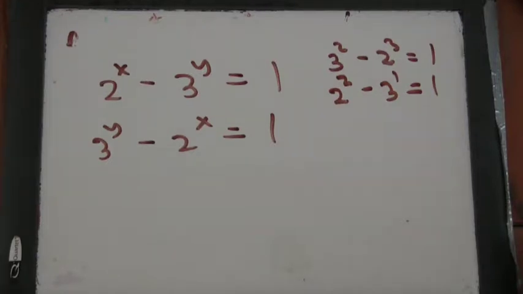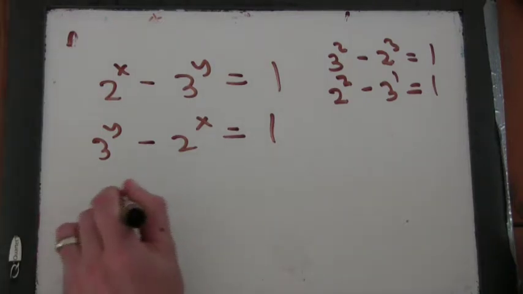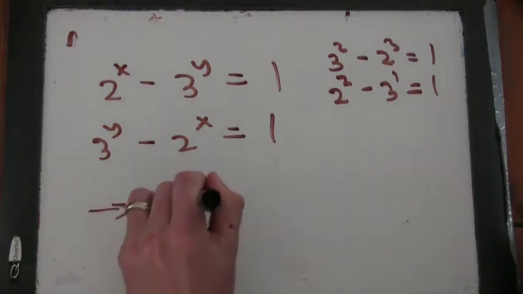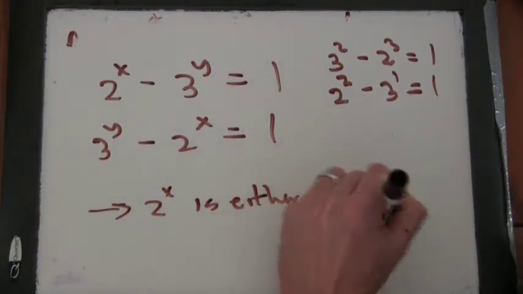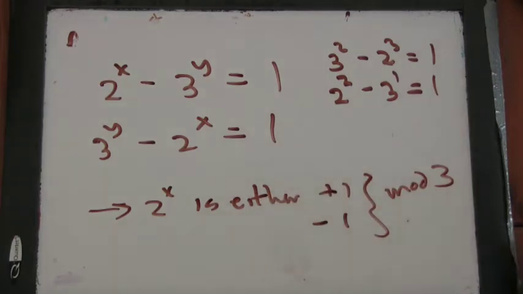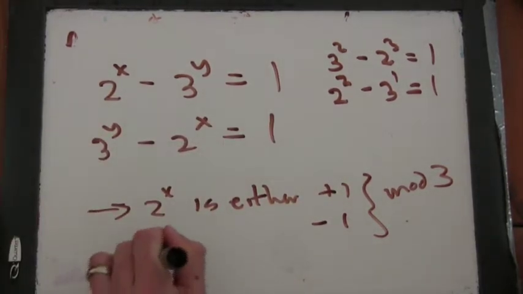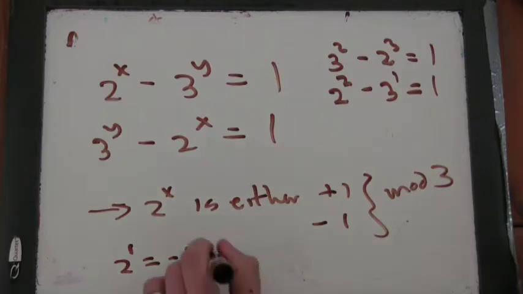Well, the only thing I can see right now is that the powers of 2 can be either 1 or 2 mod 3. That's a great observation. 2 to the x is either plus 1 or minus 1 mod 3, and powers of 2 can be both of these. 2 to the 1 is minus 1, and then 2 squared is plus 1.